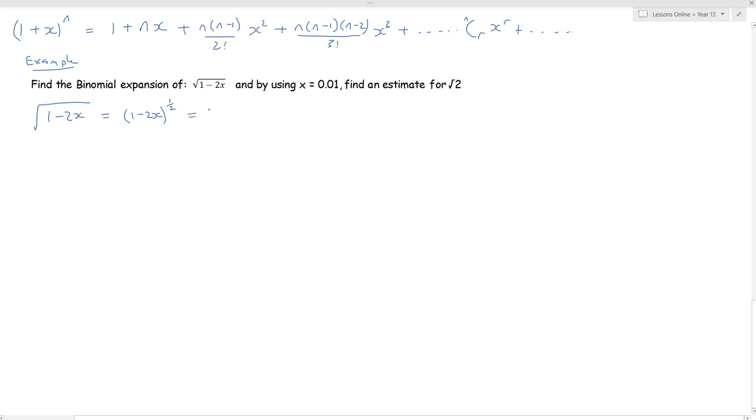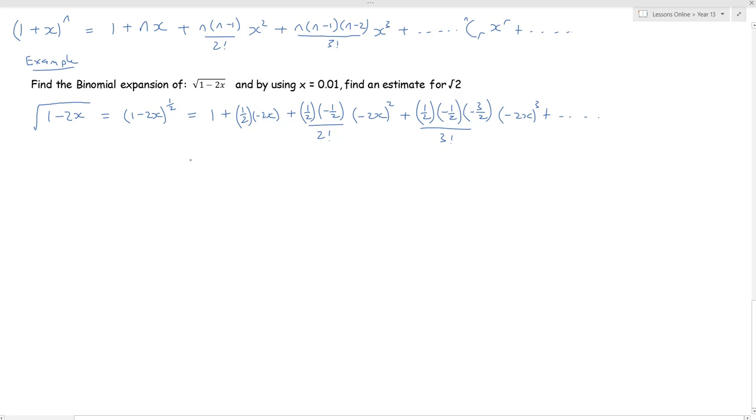Okay, so using the expansion above, we've got 1 plus a half times minus 2x, plus a half times a half minus 1, divided by 2 factorial, times minus 2x squared, and we'll use one more term, so plus a half times a half minus 1 times a half minus 2 (that is, minus 3 over 2), divided by 3 factorial this time, times minus 2x cubed.